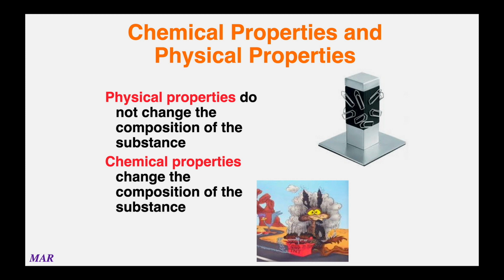Physical properties, again, don't change the composition. Chemical properties do. So in the upper one, you've got a little magnet there attracting paper clips. All right, that's a physical property. All right, you can get the paper clip off, no problem.